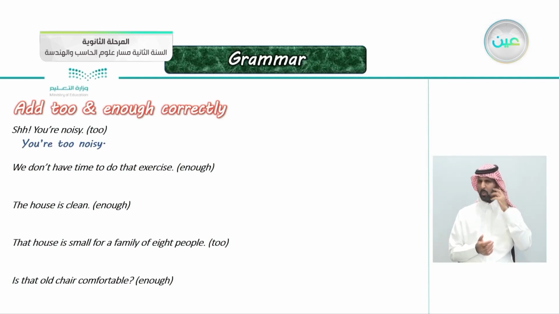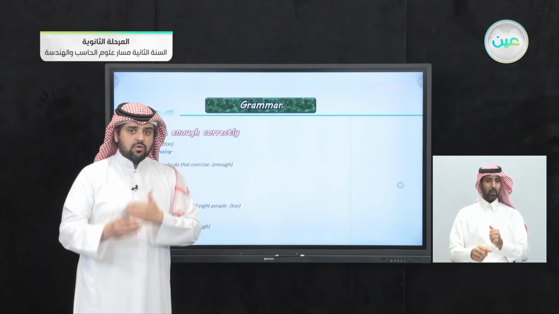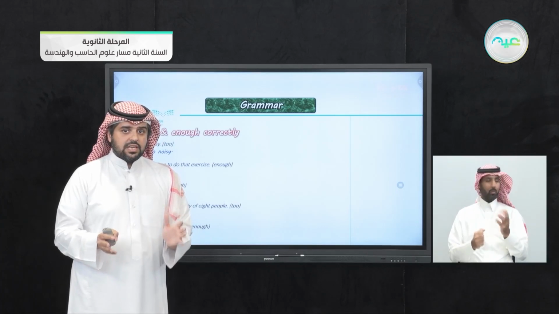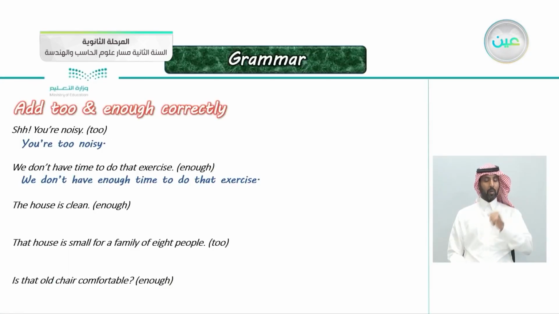And the second one here, we don't have time to do that exercise, and the word here is enough. So we want to do the exercise, but we don't have time. So where do we put the word enough? Very good. We say we don't have enough time, before the noun here. We don't have enough time to do that exercise.